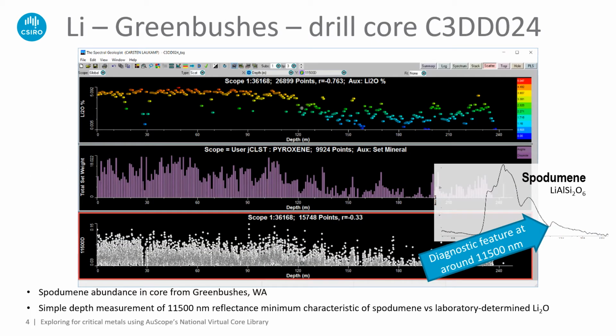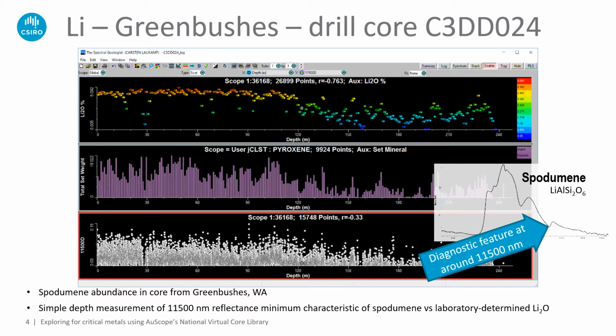The first example is from the lithium deposit at Greenbushes in Western Australia. We're looking at drill core C3DD024, which was HyLogger scanned by the Geological Survey of Western Australia, and we're looking at diagrams that were produced in The Spectral Geologist software. On the x-axis we have downhole plots: from top to bottom, lithium geochemistry, and then the mineral matching of pyroxenes and certain scripts that help us to identify spodumene down the drill core.